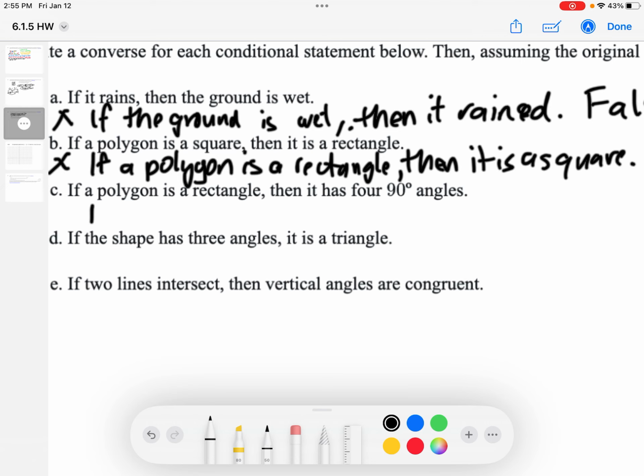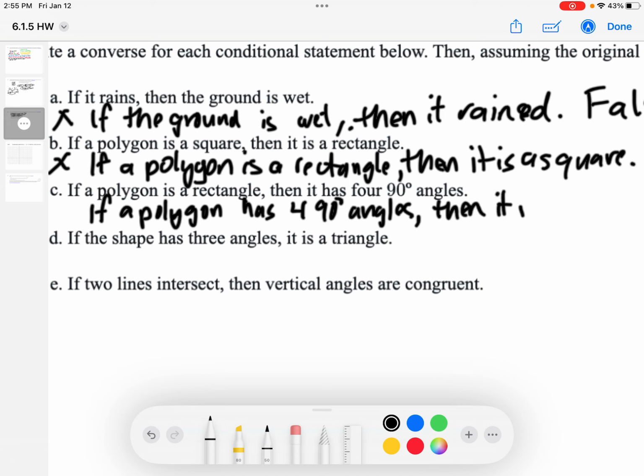All right, how about this one? If a polygon has 4 90-degree angles, then it is a rectangle. What do you think? Is that true? If it has 4 90-degree angles, then it is a rectangle? I would say yes, that is going to be true, right? That is the definition of a rectangle.